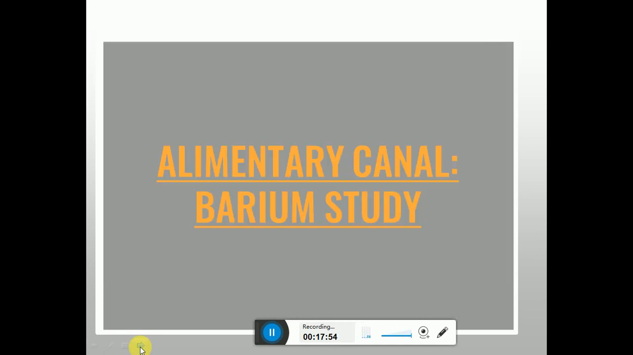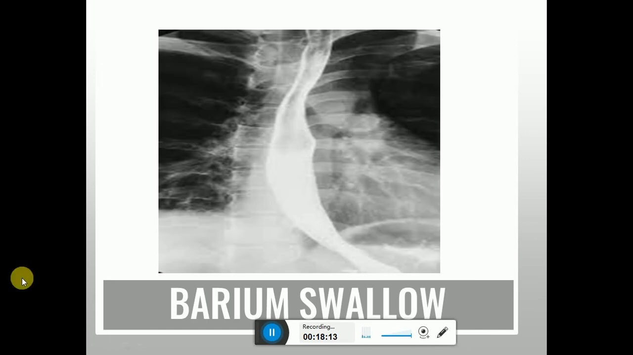Now we are moving on to the contrast study. Here we are studying the alimentary canal. The alimentary canal is studied with the help of barium study. Barium is a contrast medium.